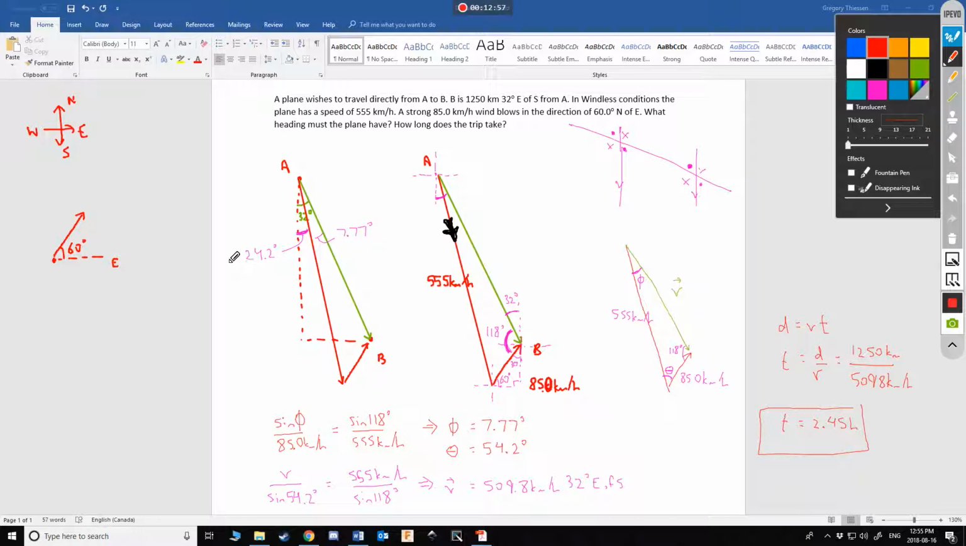Our overall heading was 24.2. So heading, we saw before by finding all the angles, came out to be 24 degrees. And that is also going to be east of south.